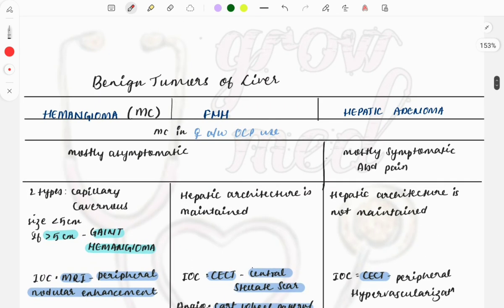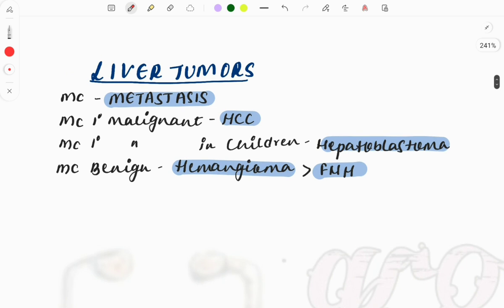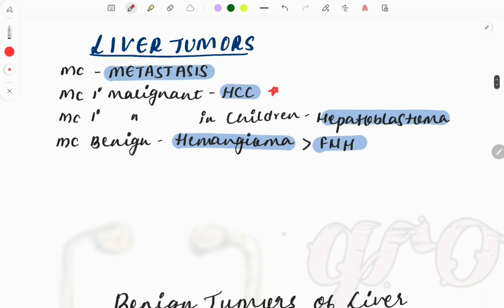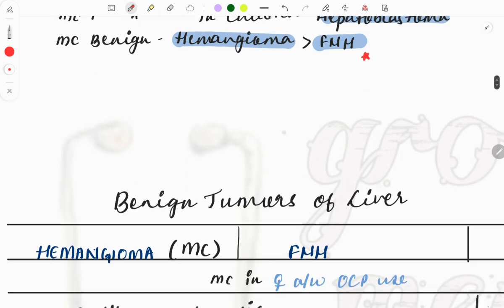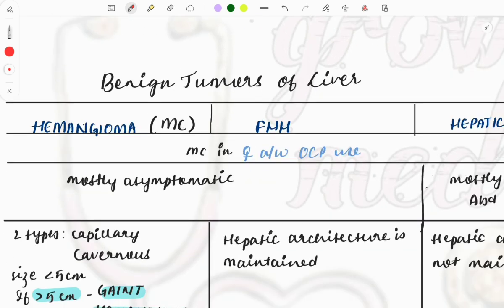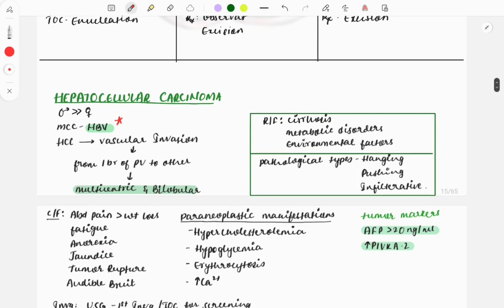Then moving on to some liver tumors which you must know. So these are simple one-liners which are being asked. The most common type of tumor is due to metastasis. Then the most common primary malignant is hepatocellular carcinoma, whereas the most common malignant in children is hepatoblastoma. Then the most common benign is the hemangioma. Then the second most common is FNH, focal nodular hyperplasia.